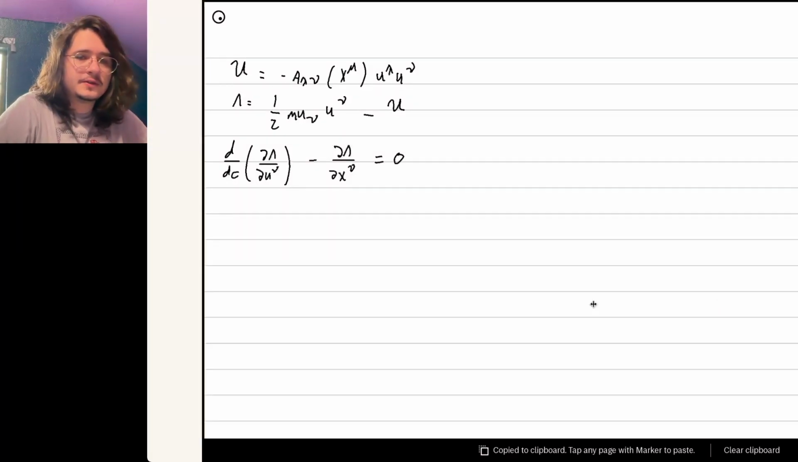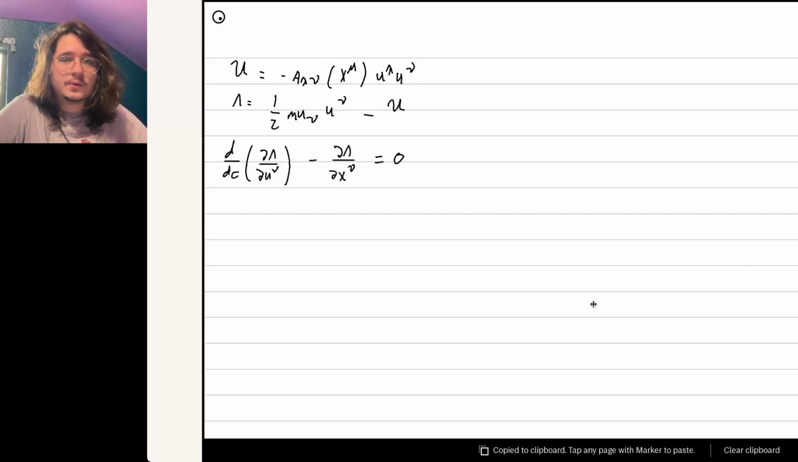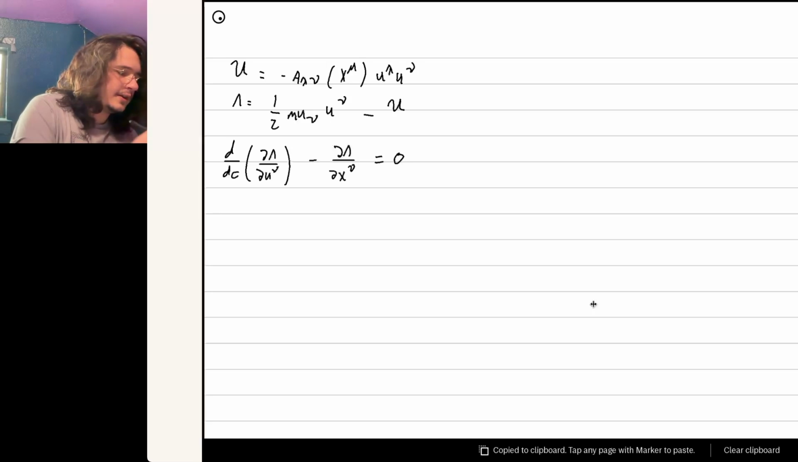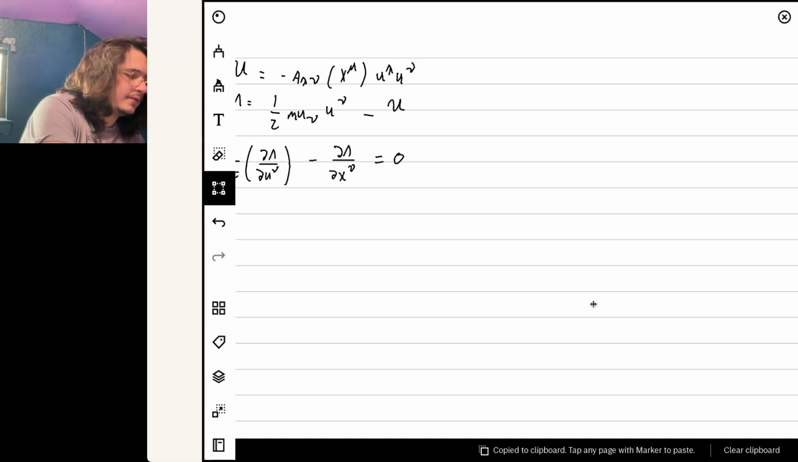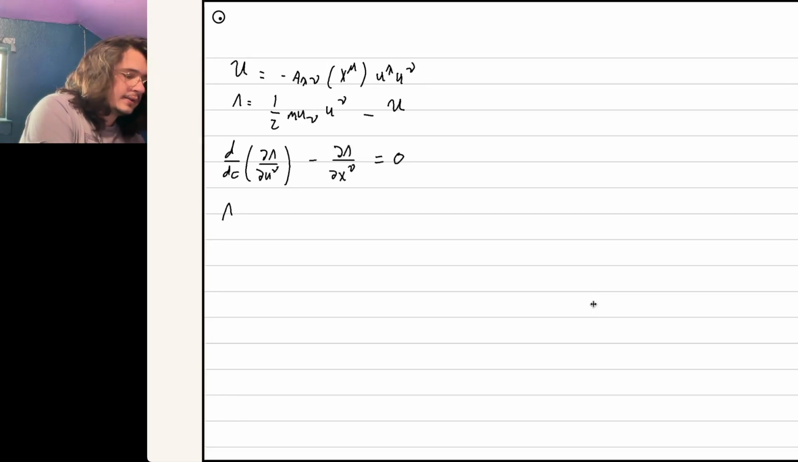Alright, here's the situation. We're given a fancy U, which I can only describe as a potential, that we're supposed to plug into the covariant form of a Lagrangian, and then apply the covariant form of the Euler-Lagrange equation to it, and get an equation of motion. So first thing I want to do is finish writing out what the Lagrangian is.